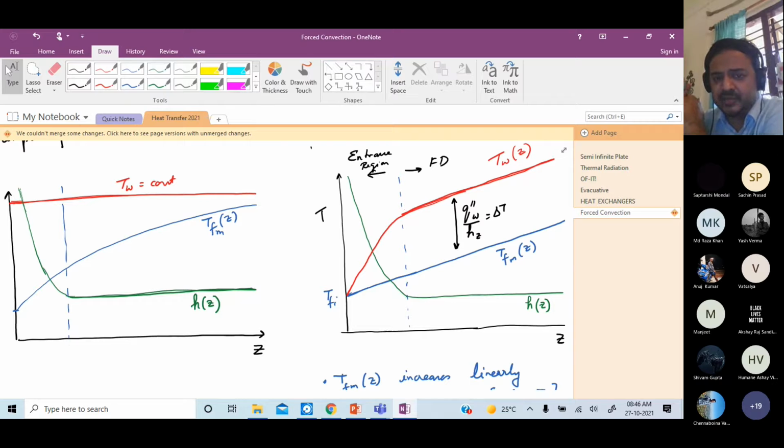Is it clear, Vatsalya? Sir, is it linear in the entrance region? No, no, the wall temperature is not linear. No, it cannot be, right? The difference has to start from 0. Oh, you mean whether this slope is linear? No, this is gradual. Okay. So what you're trying to say is whether this is one straight line at a certain slope and then another straight line. No, this is gradual. Everything is gradual.